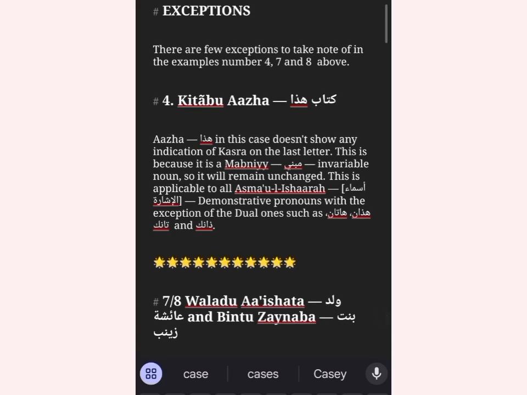That is on the last alif there, the alif mad. It has a sukun, but it is not read. So it is built on that. It is mabni, invariable, so it remains unchanged. This is applicable to all ismul ishara except the ones that are dual: hadani, hatani, dhanika, tanika. Revise the previous lessons also, that is lesson 8, for the dual form of the ismul ishara. This set of dual pronouns will change.